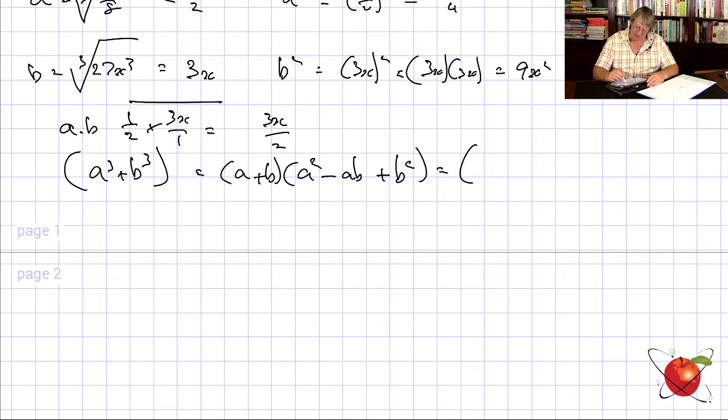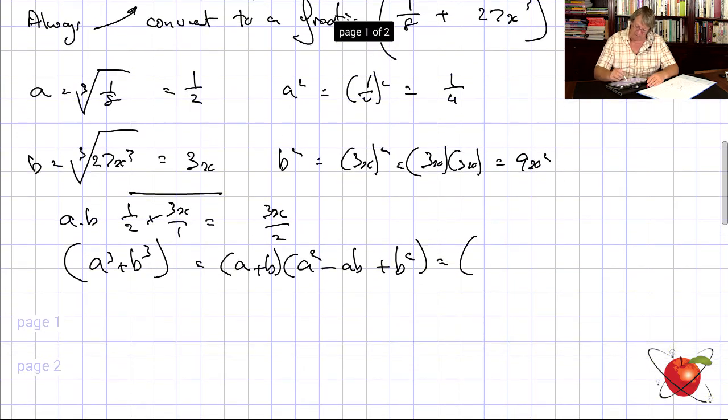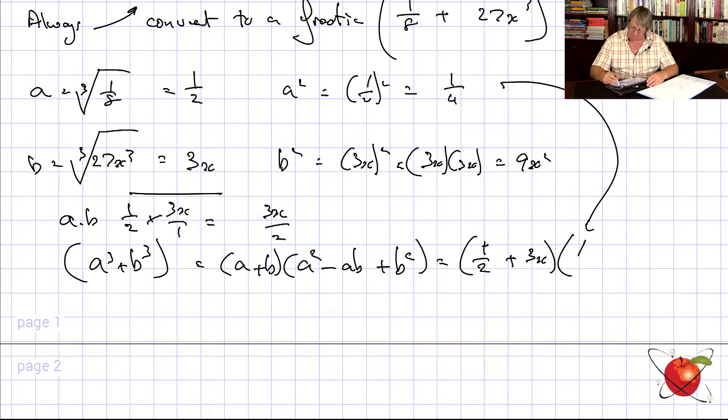A is going to be equal to, let me just get a bit more space here, a is a half, plus b is 3x, times, and here's a squared. A squared, we just bring it down, is a quarter. Next one is going to be, and it was plus, so I'm changing sign, minus ab.